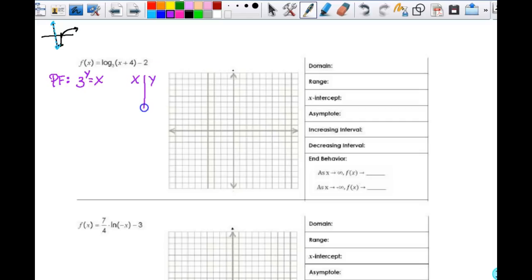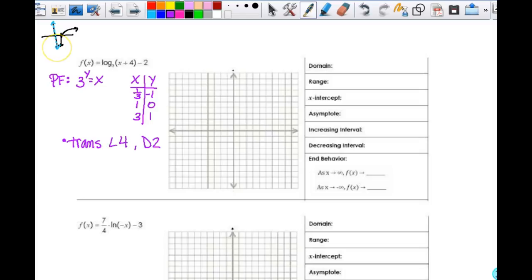So this is why I want to write my little table down, because now I'm choosing numbers for y. So -1, 0, and 1. And since we're always choosing numbers for x, it's easy to get it backwards. So when y is -1, x is 1/3. This would be 1, and this would be 3. My transformations, I just translate left 4 and down 2.